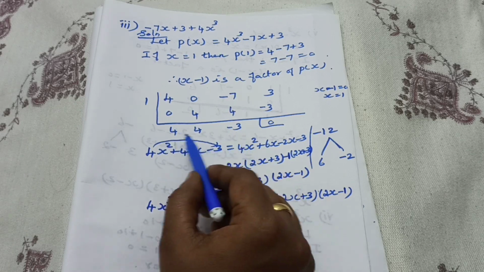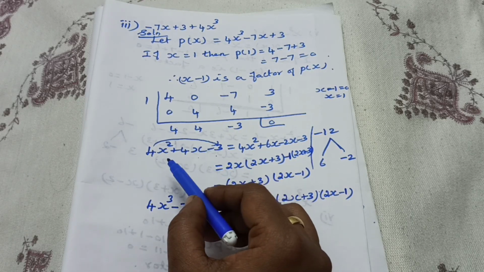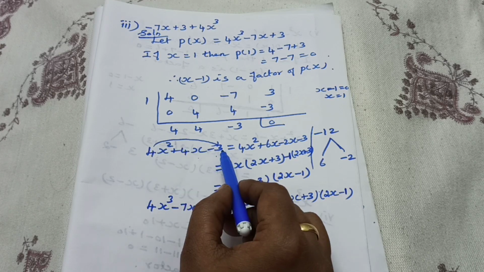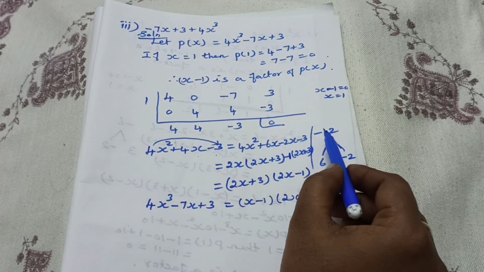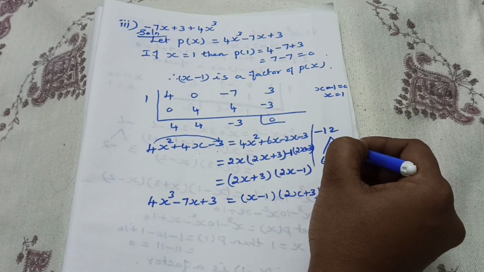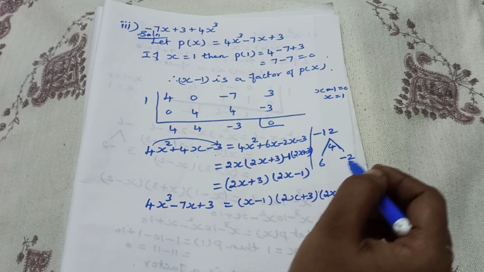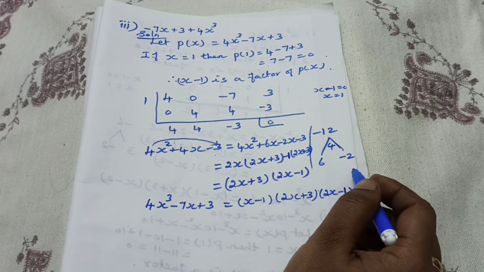Then afterwards this is the quotient: 4x square minus 4x minus 3. And then 4 and minus 3 multiply. The product is minus 12. The sum is 4. Then for sum 4, what are the numbers you find? 6 and minus 2.